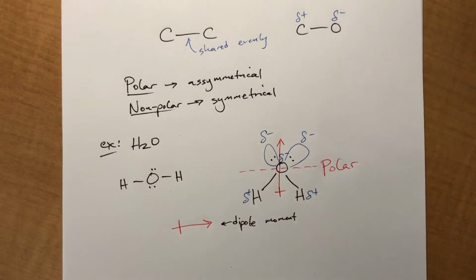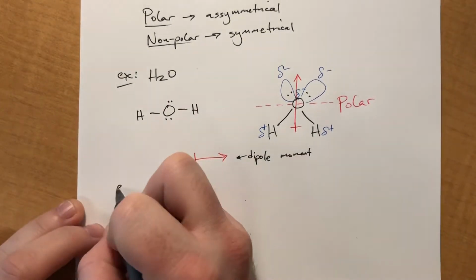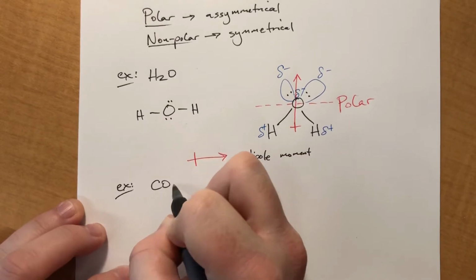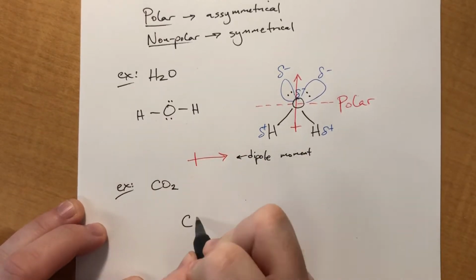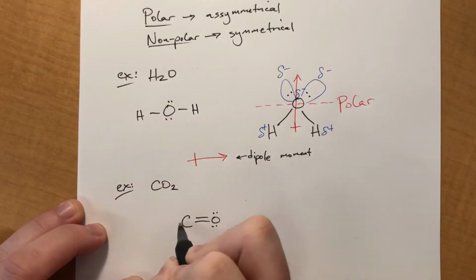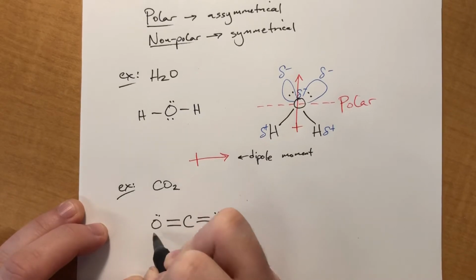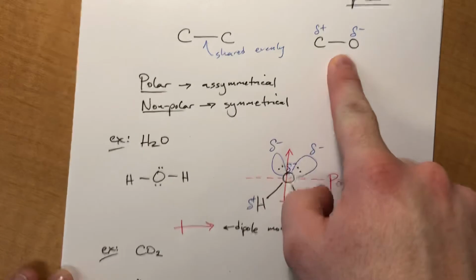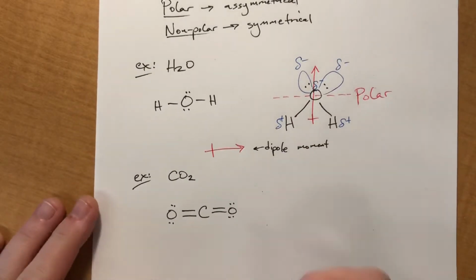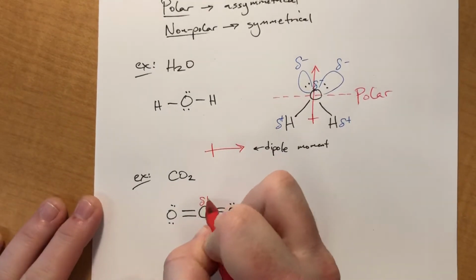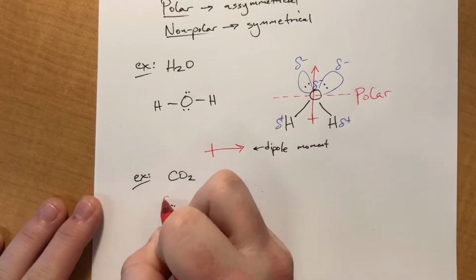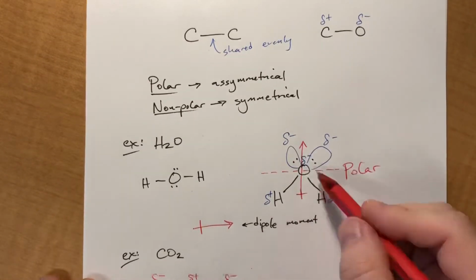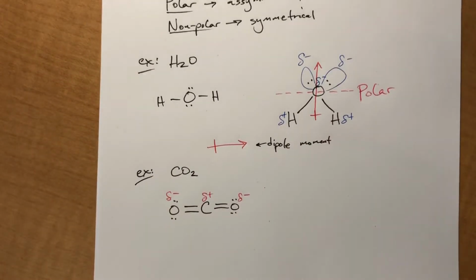Okay. If we compare this to something like CO2, another easy, straightforward example. Carbon dioxide, if you go through all the legwork, looks like this. Okay. And we literally talked about this example up here. We'd expect carbons to be positive and oxygens to be negative.